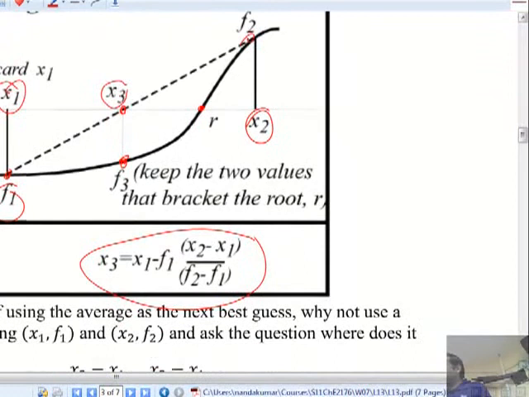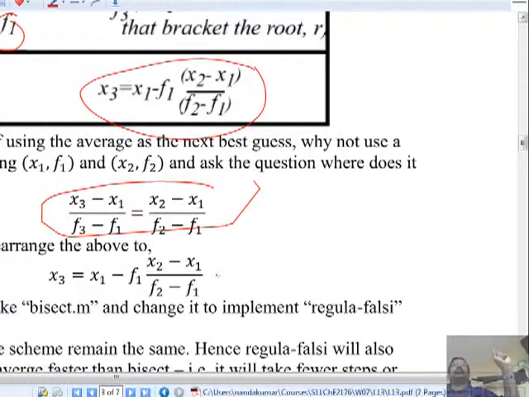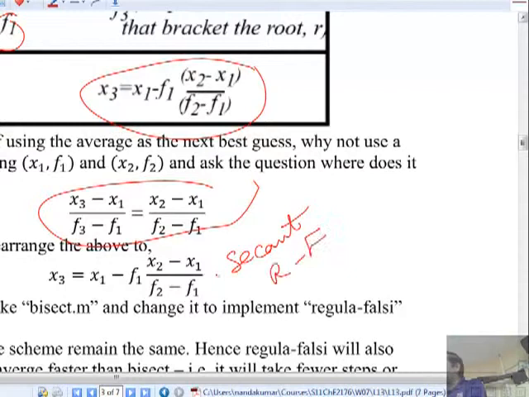Okay, this is the linear interpolation formula, which gives you the updating rule. The updating rule remains the same. The equation remains the same for both secant and regula falsi methods. Okay, it's the same. The key difference is in the secant method, you keep the last two values, x2 and x3, and discard x1.